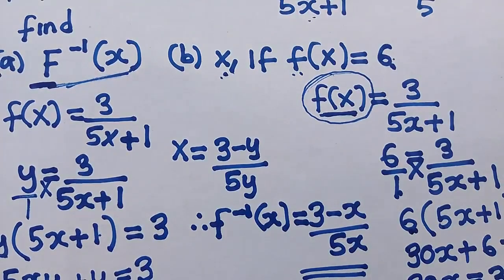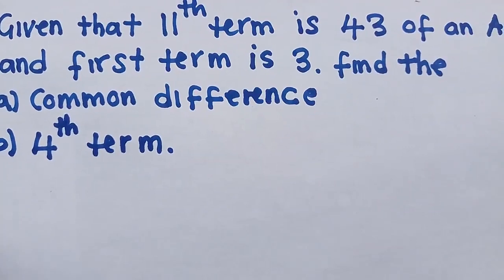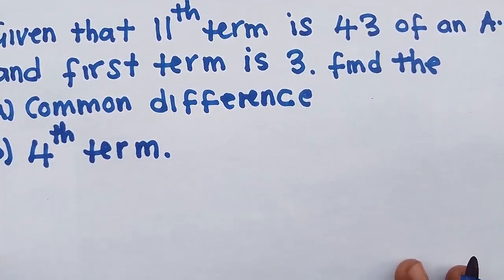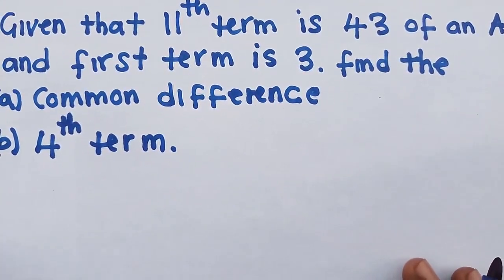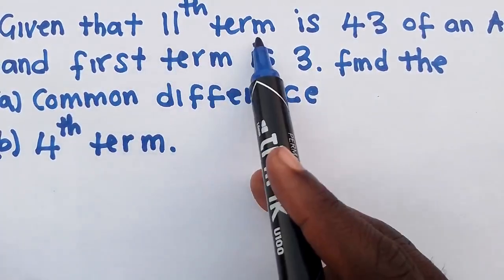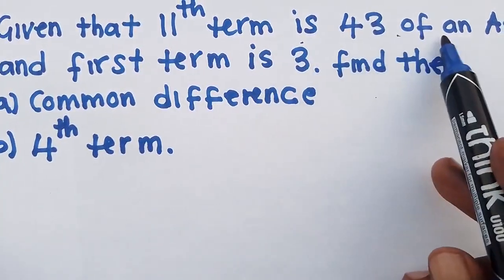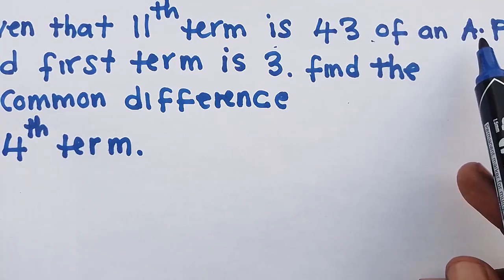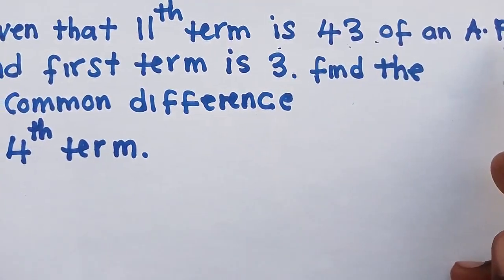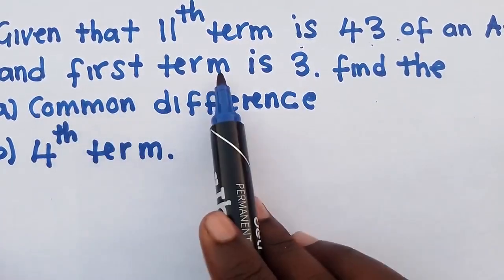So we've done so far bearings and functions. Let us now revise another question, under arithmetic progression, which is AP. This is the way the question is: given that the 11th term of an AP is 43, and the first term is 3.